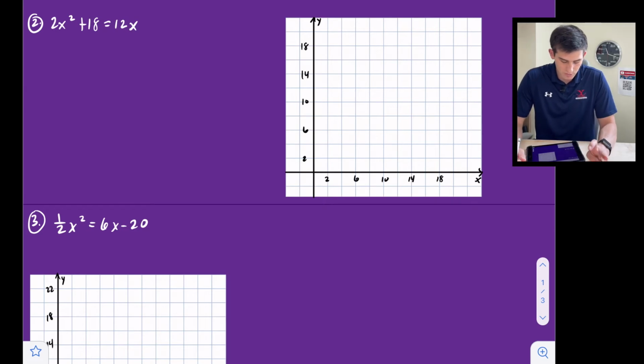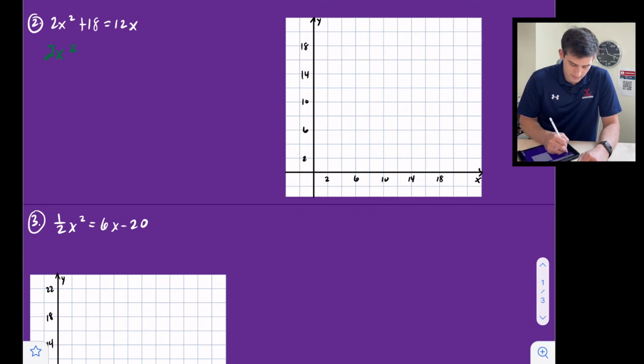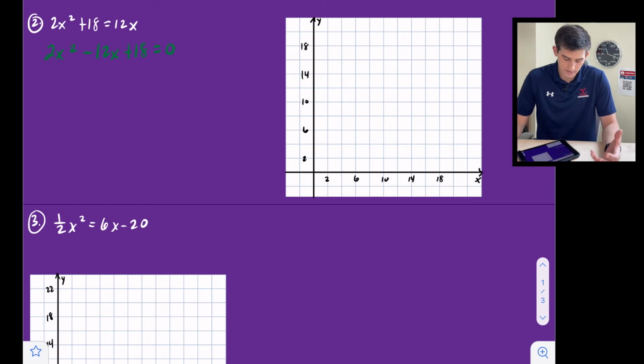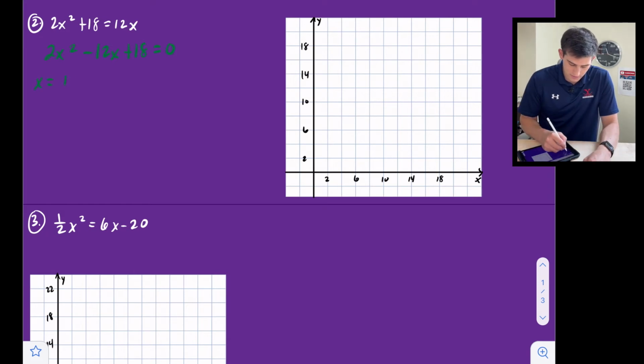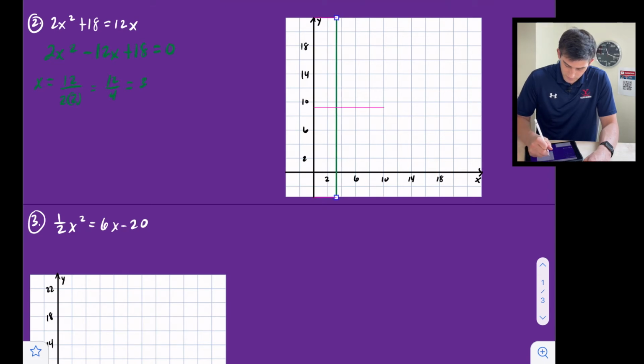We have 2x squared plus 18 equals 12x. Well, this is not in standard form yet. We need to subtract that 12x so we can set it equal to 0. So let's write this as 2x squared minus 12x plus 18 is equal to 0. And now we can go ahead and find our axis of symmetry. So x equals opposite of b over 2a. So we get 12 over 4, which is 3. So we can graph that, so that would be right in between 2 and 4. There we go.